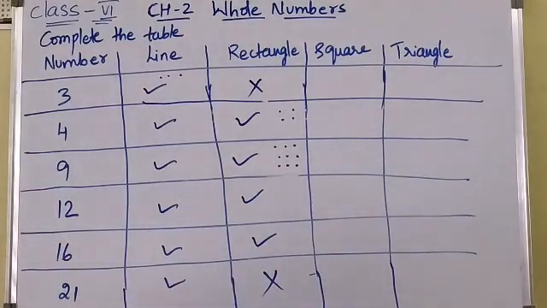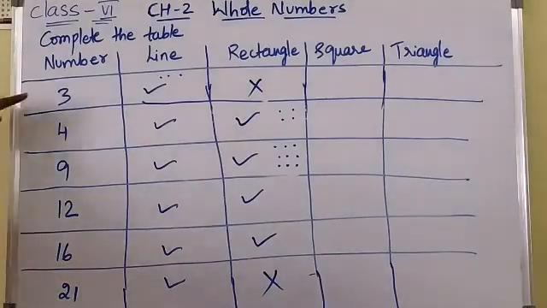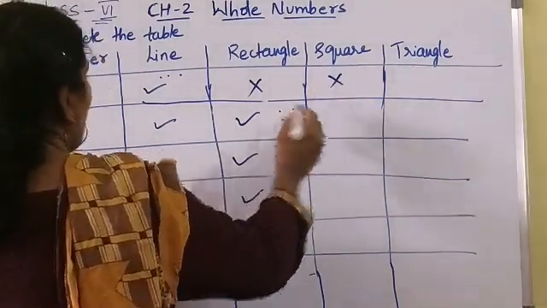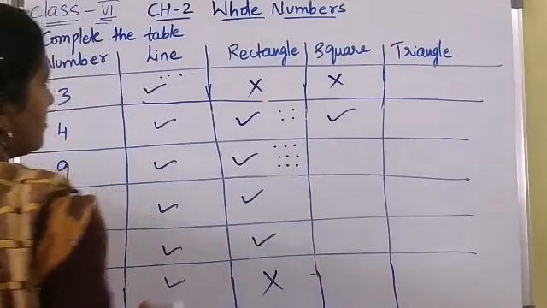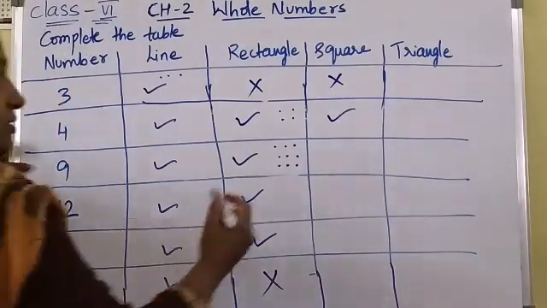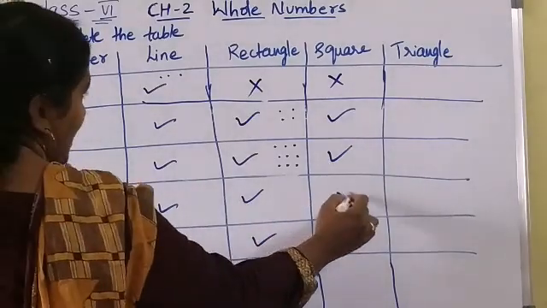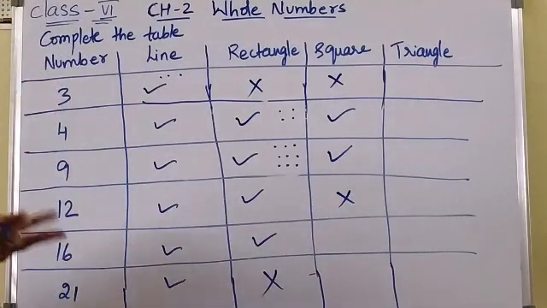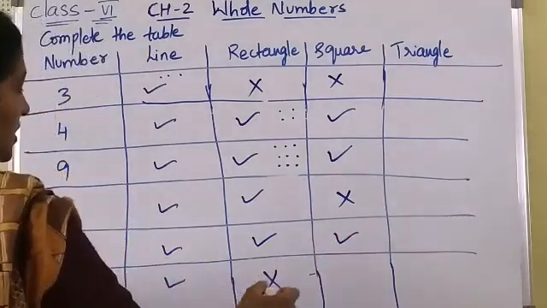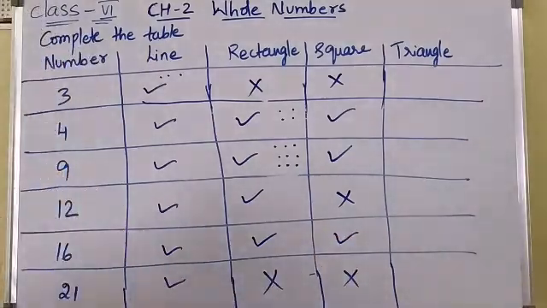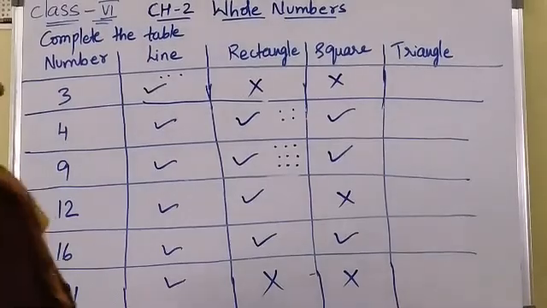Coming to square. Just now I told you the number of rows and number of columns should be the same. That is, 2 twos are 4, 3 threes are 9, 4 fours are 16, 5 fives are 25, in that way. What about 3? No. Coming to 4, 2 twos are 4. Yes, 4 is represented with a square. 9, 3 threes are 9. Yes. Coming to 12, no. 12 is not represented as a square number. 16, 4 fours are 16. Yes. Next 21, no.